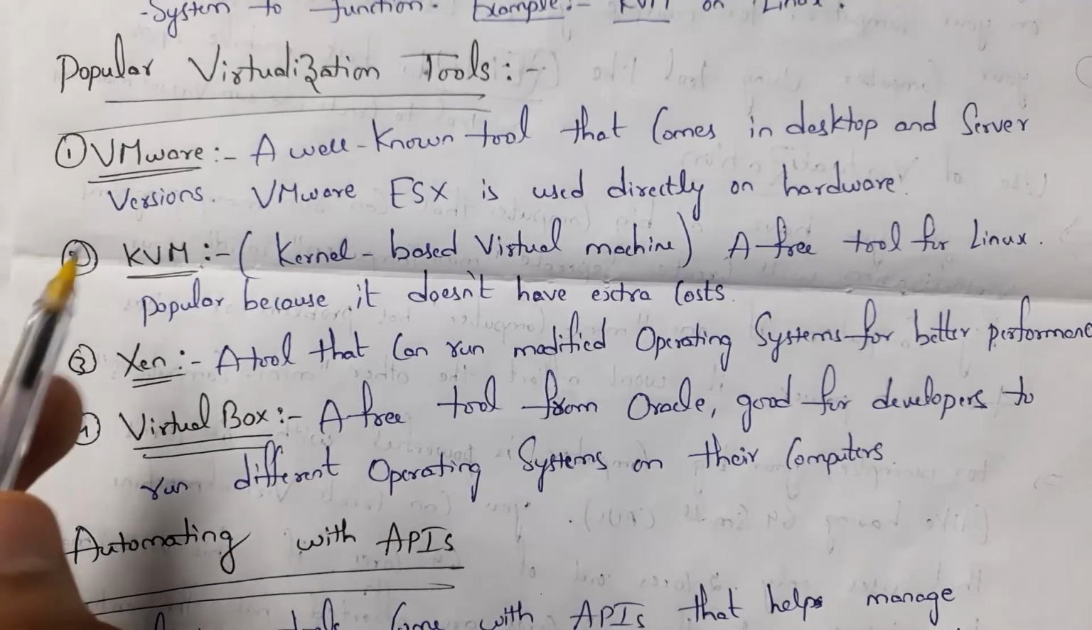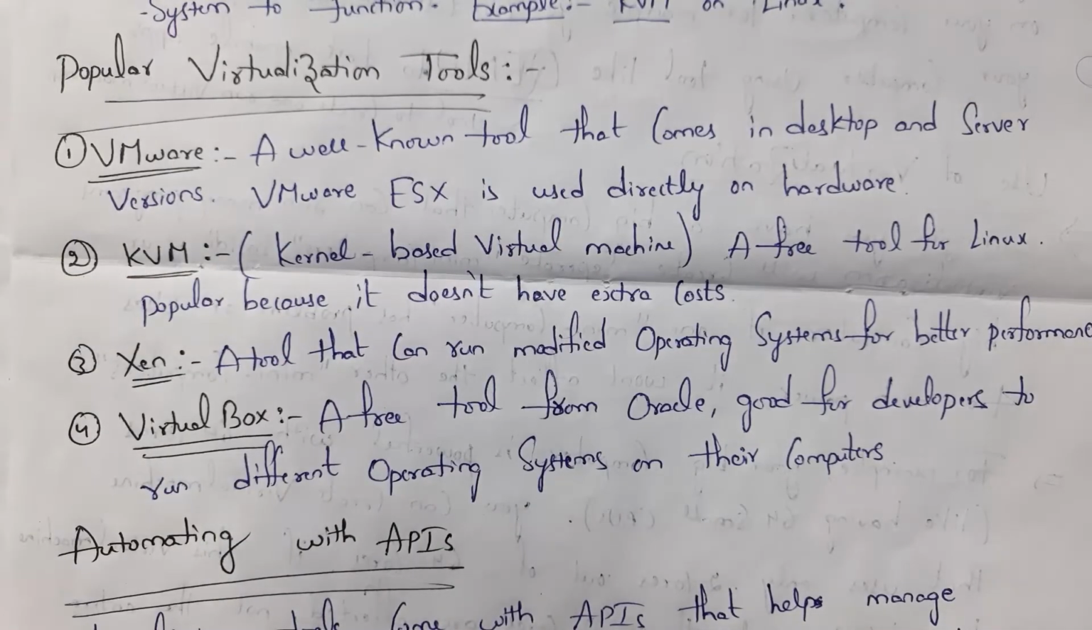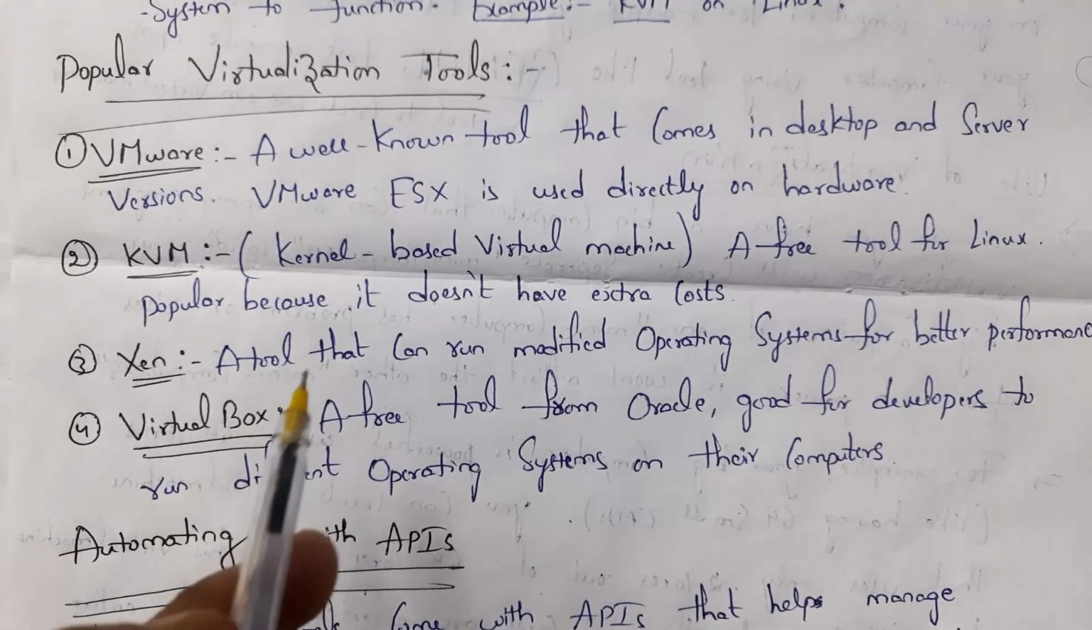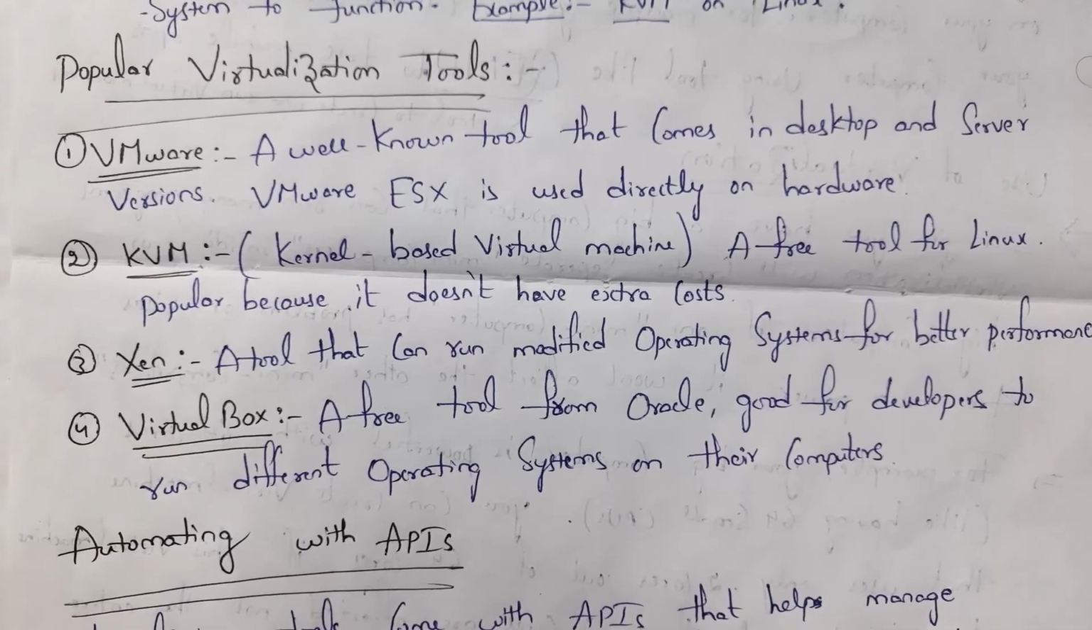And the second one is KVM, where KVM stands for kernel based virtual machine. You can use this software on Linux operating systems. This is free of cost. And the next one is Xen. By using this software, you can run various kinds of operating systems for better performance. And the last one is VirtualBox. This is software developed by Oracle company. Mainly software developers use this software in order to test software on different operating systems.